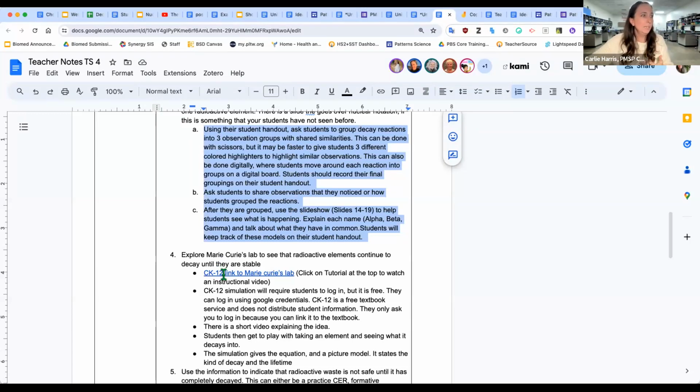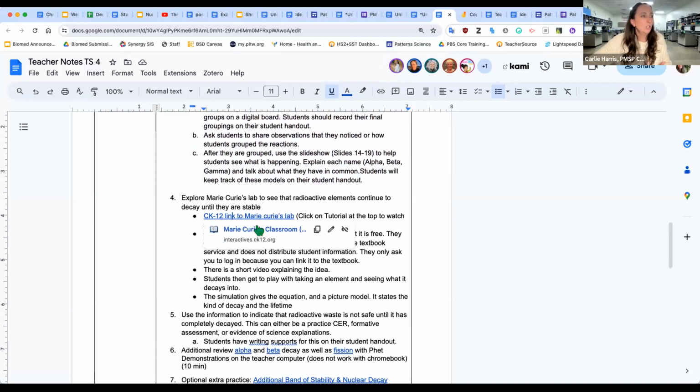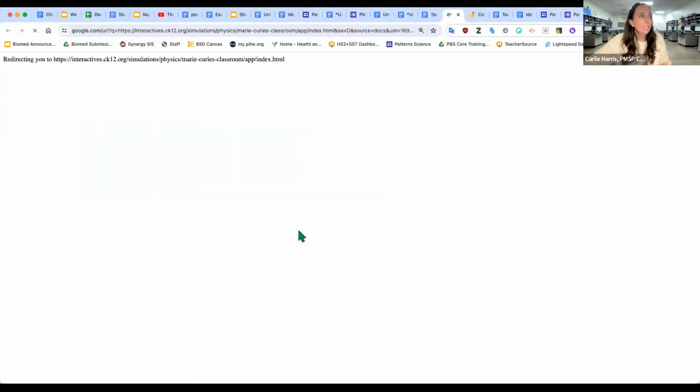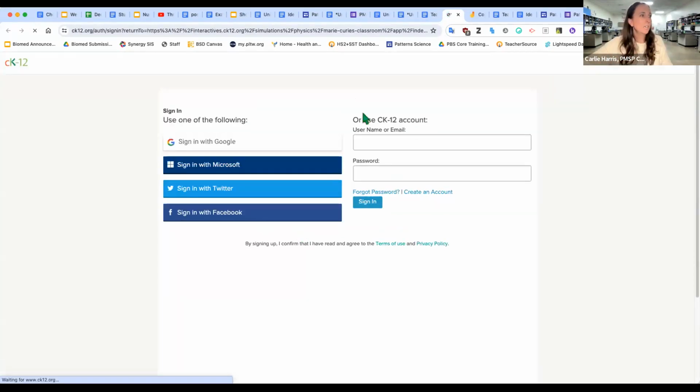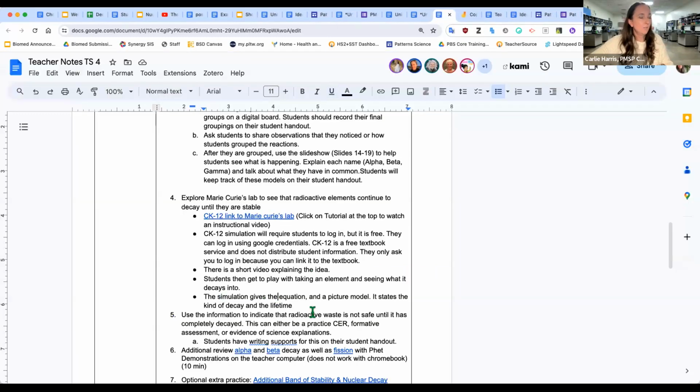If you have longer class periods, then you might still likely have some time to look at this interactive. This is a CK12 interactive, which we have some of these resources. You do need to sign in with Google. So there's a little note in the teacher notes about this. But essentially students are going through a simulation of all these different types of reactions.